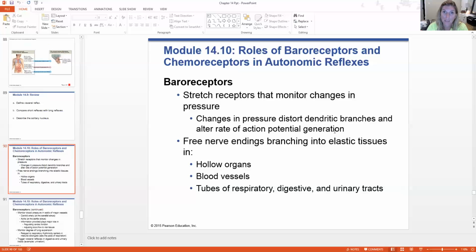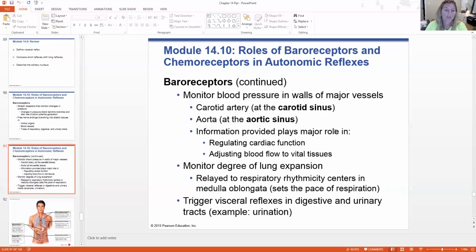So they're kind of like mechanically gated channels. The free nerve endings branch into the elastic tissues within hollow organs, blood vessels, and tubes like the respiratory, digestive, and urinary tracts, all to say, hey, our bladder's full, we need to go to the bathroom, or hey, our stomach's full, we can be done eating now, right?